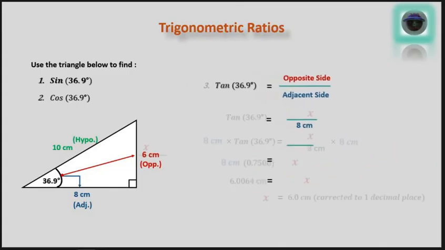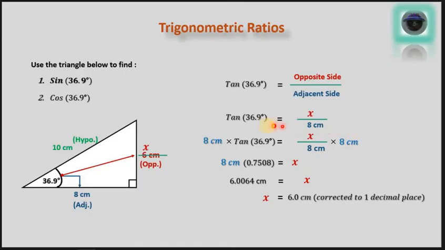Now, let's assume that we wanted to find, let's say we didn't have the 6 centimeters. Let's say we made it unknown. Then let's see what we'd have here. We will put x over 10. Instead of saying 6 over 8, I should say, opposite over adjacent. That will be x over 8. And then we want to find x.